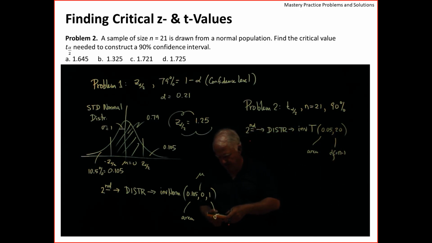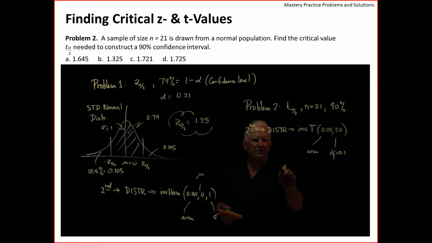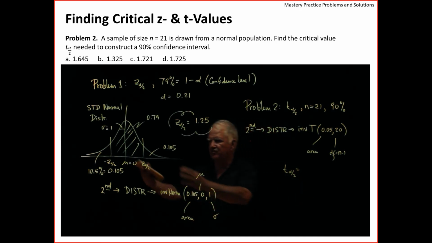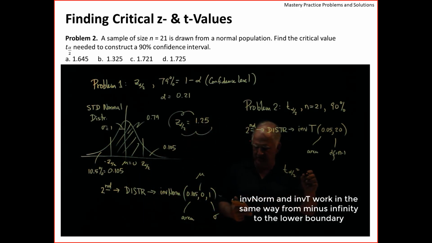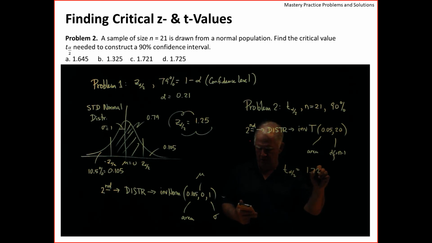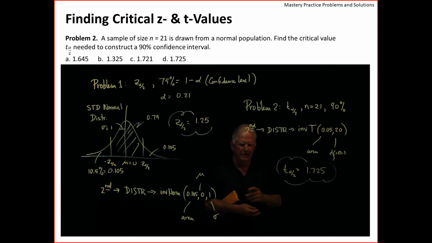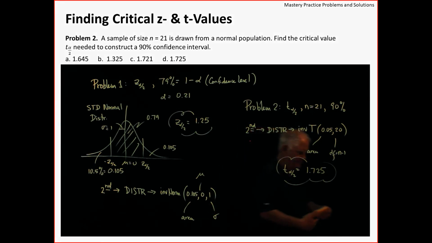And all I have to do is again go to second, distribution, inverse t, area is 0.05, the degrees of freedom is 20. My calculator needs me to tell it to paste and calculate, and you'll get t alpha over 2. Again, it returns the minus sign because that's the way these inverse functions work, but I'm really interested in just the absolute value, and that is 1.7247 or 25. Okay, easy enough, they all go just like that. Let's move on to the next topic.